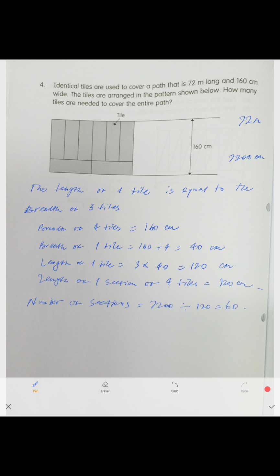So how many tiles do we need? We need 60 sections like this. Each section has 1, 2, 3, 4 tiles. Very easy. So times 4, 240. That's your answer. How many tiles are needed to cover the entire path? 240 tiles are needed to cover the entire path.